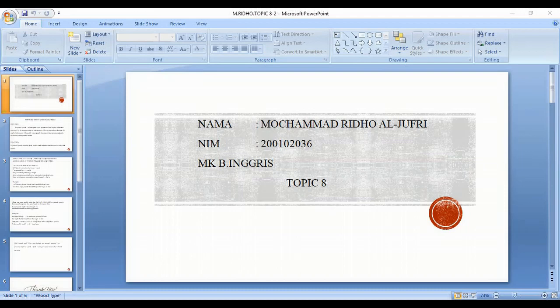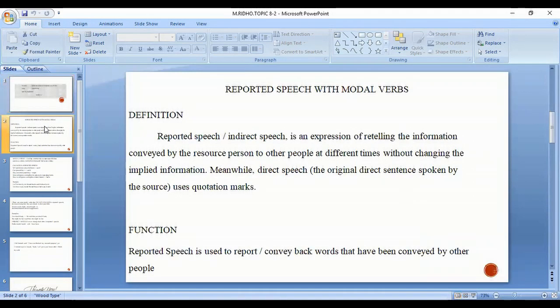Continue, please. Slide 2. Reported speech with modal verb definition.